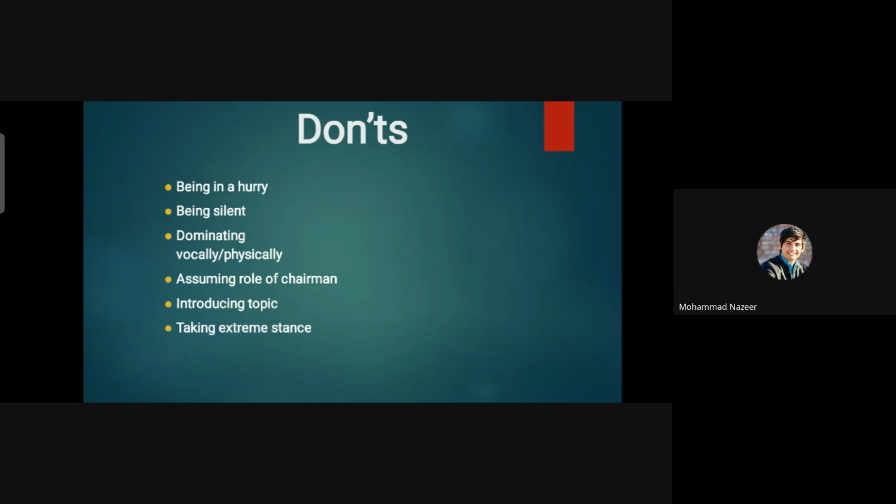Then, every time taking an extreme stance is not required. And every time you are not required to look at the faculty. Whosoever is observing you, you are not required to look over there. Moving from one place to another, being restless, is also not required. Then throwing all the ideas in one shot. No, keep it calm. Listen to others also, what others have to say. All these things you should avoid.